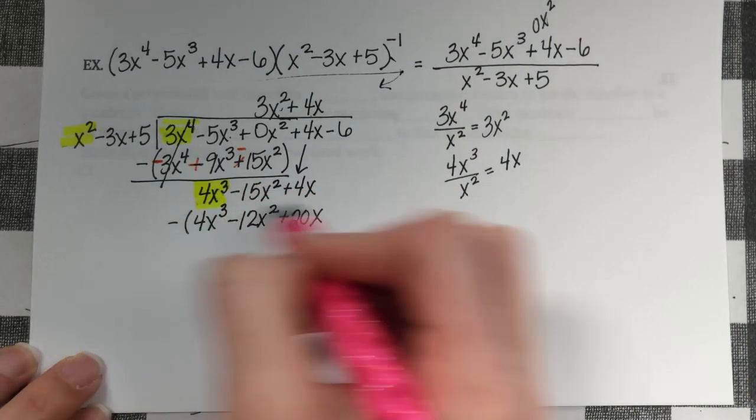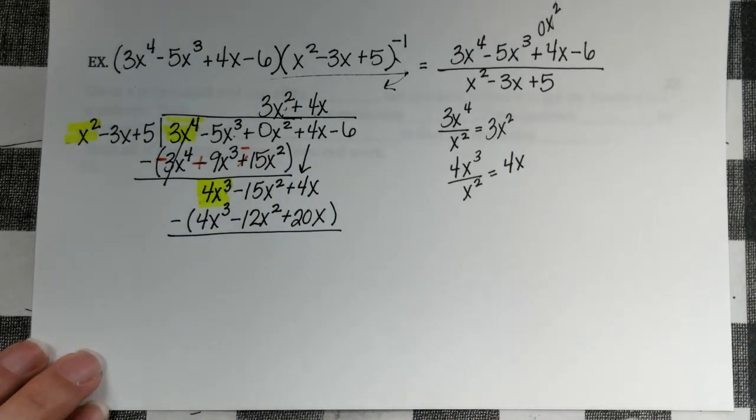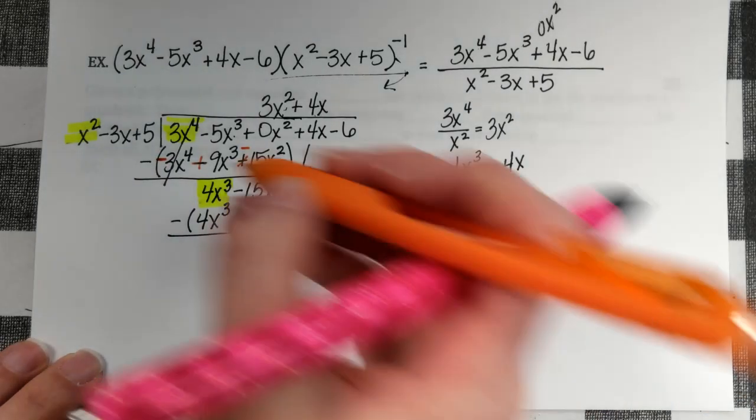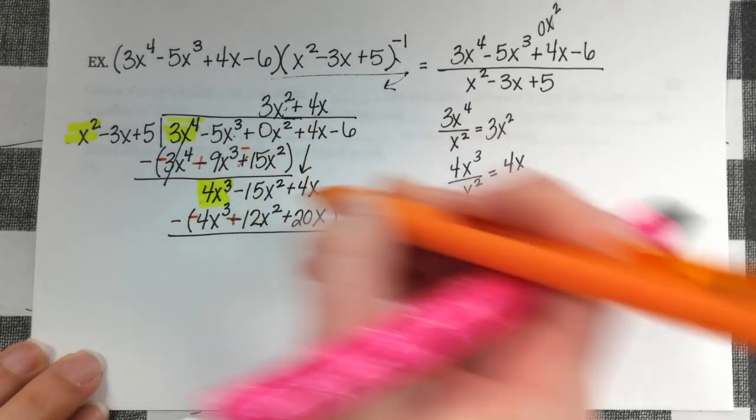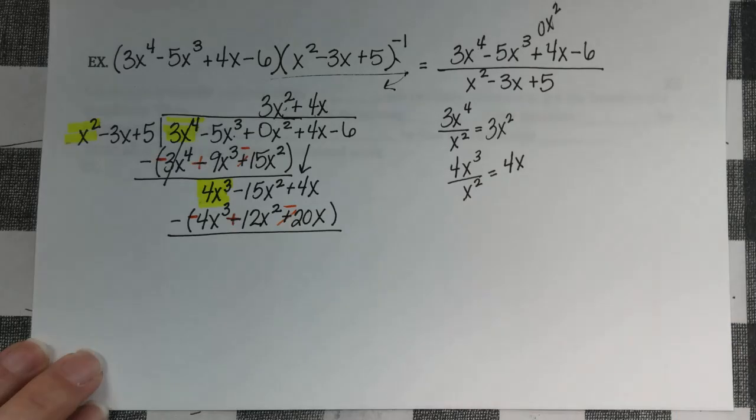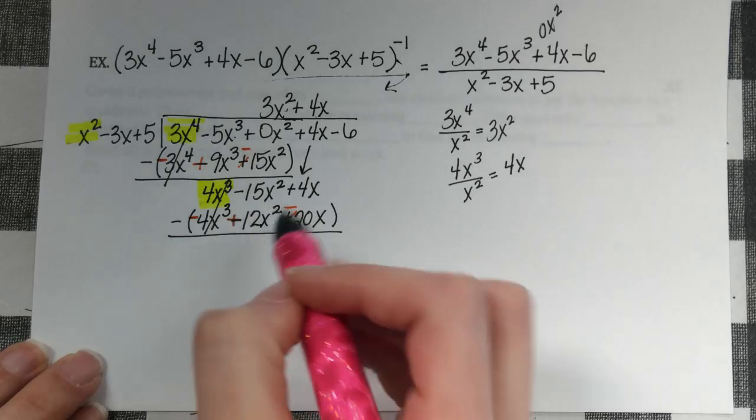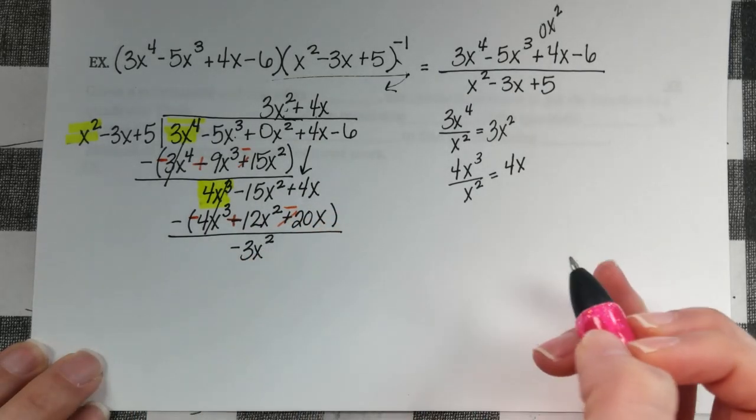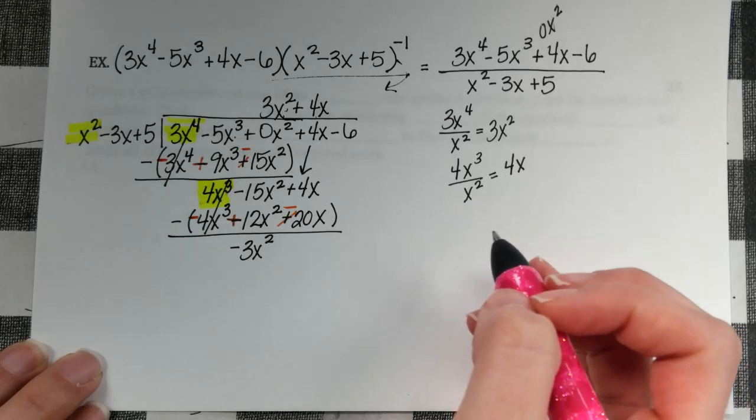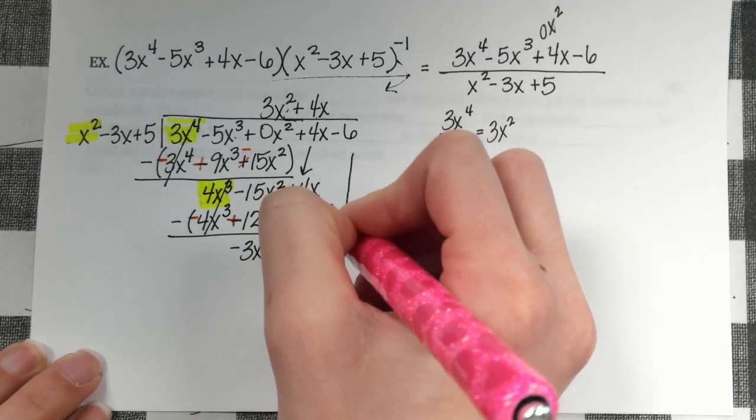And I'm going to subtract the entire thing. Okay, so I change my signs because I'm subtracting. Negative 4x cubed plus 12x squared minus 20x. So my 4x cubed cancels. Negative 15x squared plus 12x squared leaves me with a negative 3x squared. And then 4x minus 20x is a negative 16x, and I bring down my minus 6.